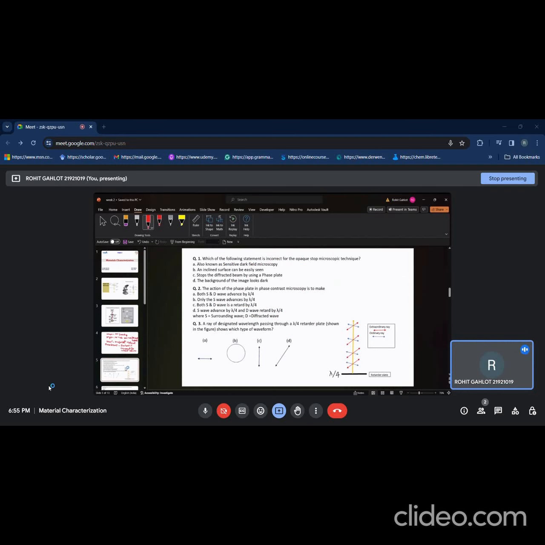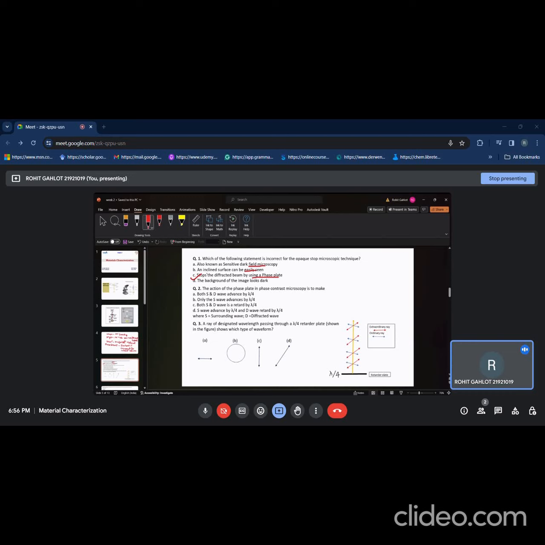These are simple MCQs. The first one: which of the following statements is incorrect for the opaque stop microscopy techniques? Option A, also known as sensitive dark field microscopy. B, an inclined surface can be easily seen. C, stops the diffracted beam by using a phase plate. D, the background of the image looks dark. So which is the incorrect one? A is also known as sensitive dark field microscopy, this is true. B, an inclined surface can be easily seen, true. C, stops the diffracted beam by using a phase plate, no, this is not correct, because this is for some other microscopy. And D, the background of the image looks dark, yes, that is also true.